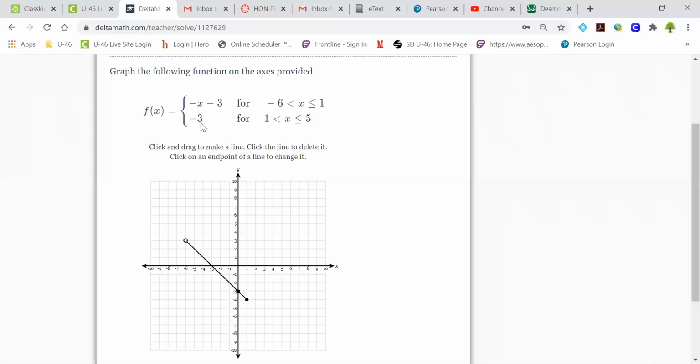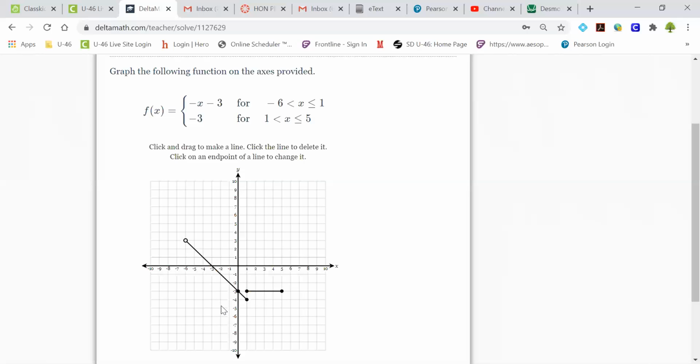The second one is y equals -3, which is just a flat, horizontal line, and that exists between 1 and 5. So I begin when x is 1, and I go all the way to x is 5. So this is the line y equals -3.